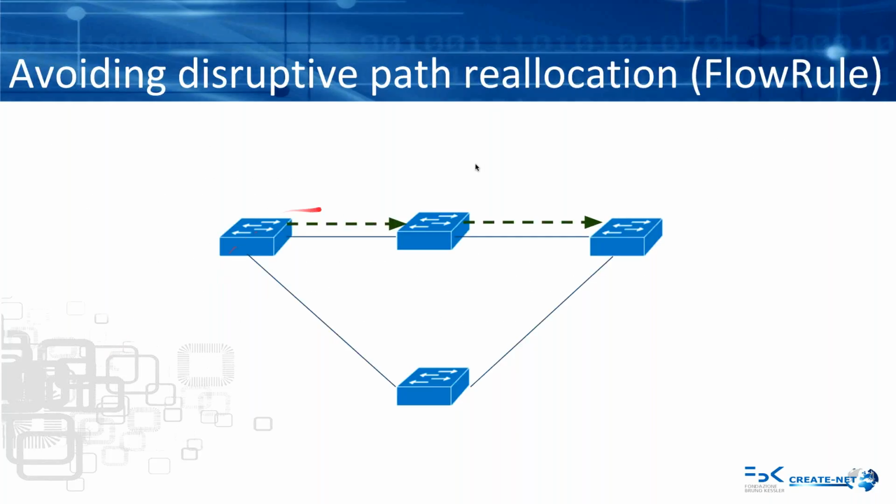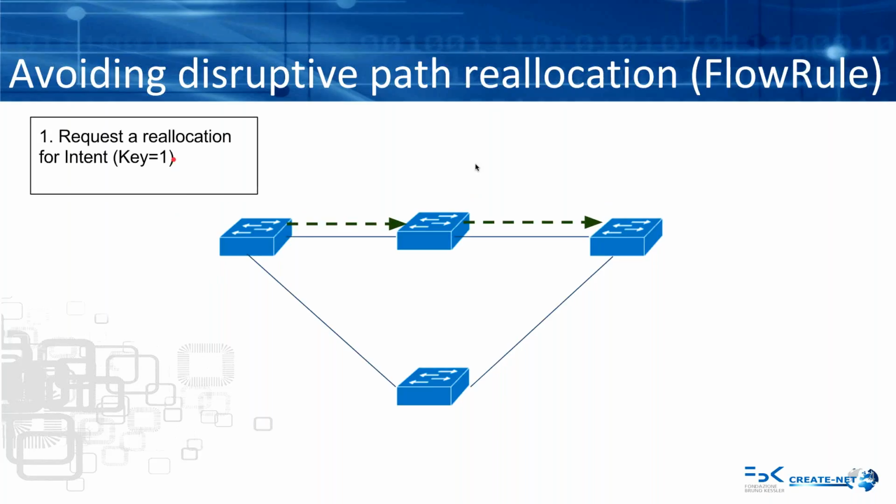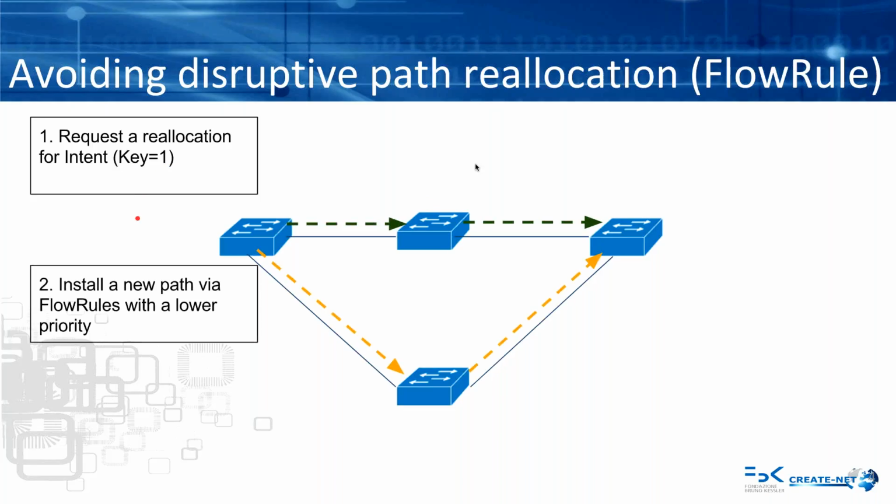As you can see here, we have this green path that is currently allocated to an intent. It can be a point-to-point intent, for example. I request the reallocation for the intent. The intent, of course, should have the same key as the first one, so this intent with the green arrows is the intent with key number 1. I compile the new intent, and I install the new path with a lower priority. In this way, the traffic will continue to flow through the green path, and the orange path is now going to be installed.